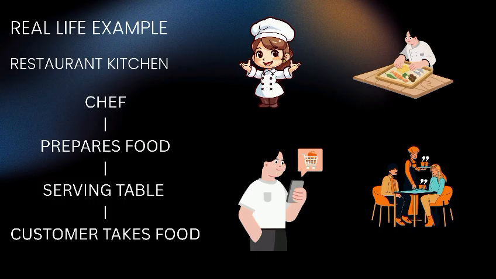Let us understand this concept with a simple real life example. Imagine a restaurant, a chef prepares food and places it on the serving table. The customer collects the food from the same serving table. Here the chef acts as the producer, the serving table acts as the shared buffer, and the customer acts as the consumer. This is exactly how the producer-consumer problem works in an operating system.